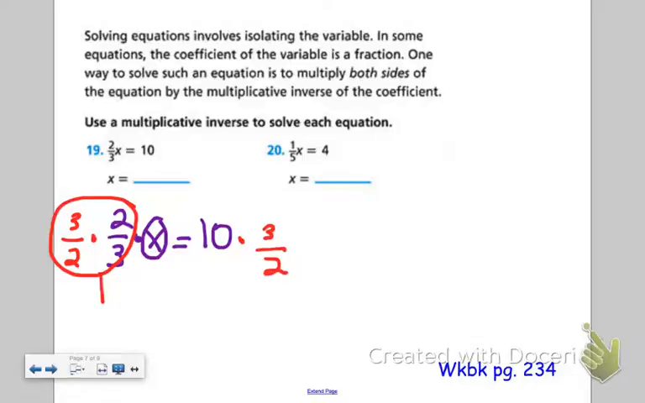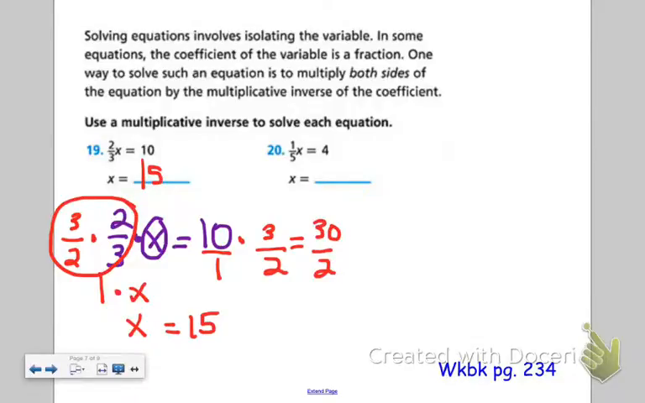So you basically have 1 times x on the left side, which anything times 1 is itself, right? 1 times 5 is 5, 1 times 6 is 6, 1 times 100 is 100. 1 times x, well, it's x. And on the right side of the equal sign, we have 30/2, which is going to give you 15. X must be equal to 15.